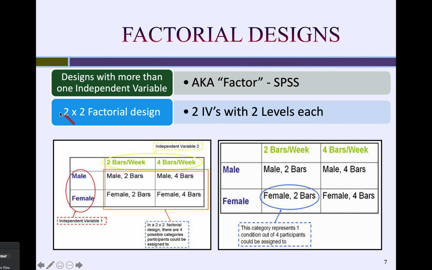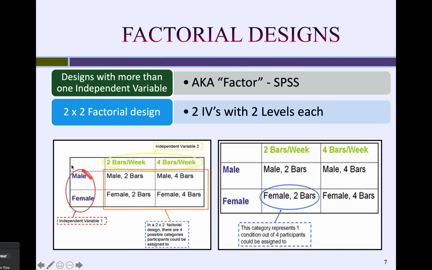When we call it a 2 by 2 factorial design, we're saying that this particular research study has two independent variables. This is IV1, IV2, with two levels each. And you can see the number 2 represents the levels of IV1, and the number 2 here represents the levels of IV2. So let's take a look at how that would visually be seen in a model.